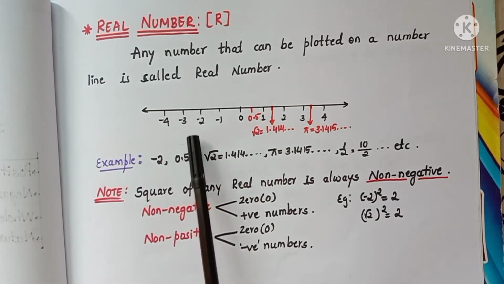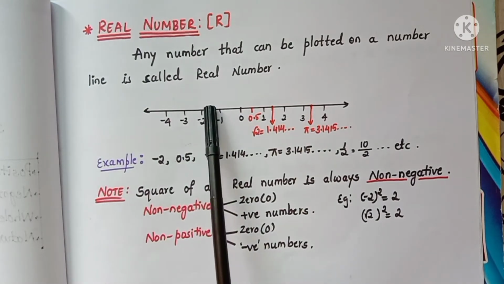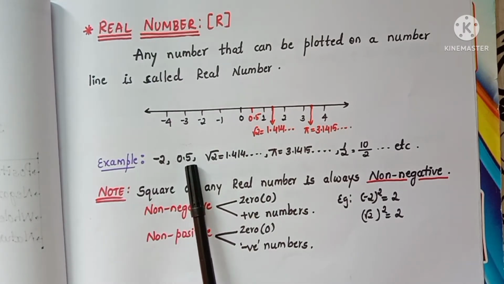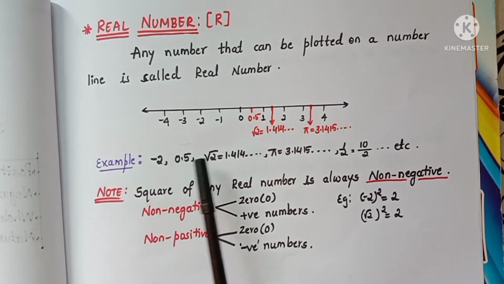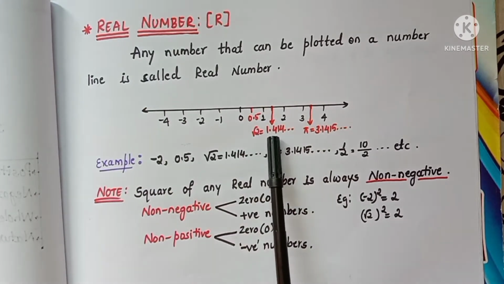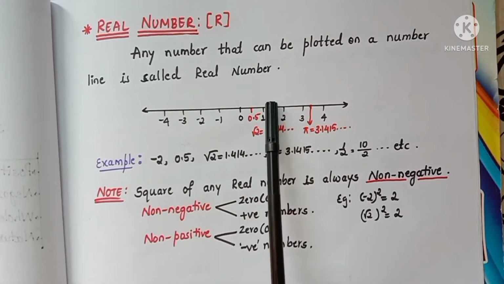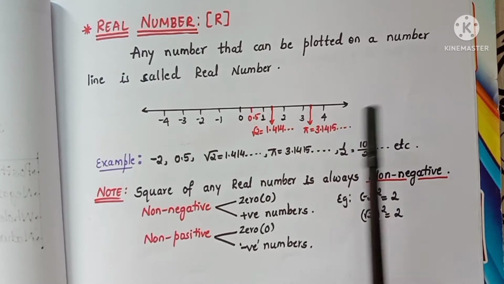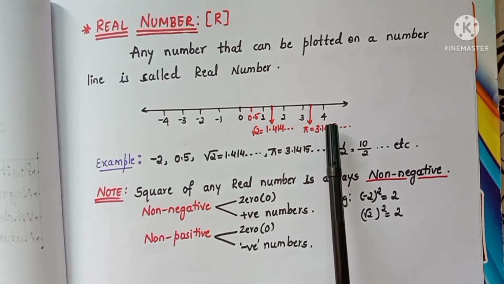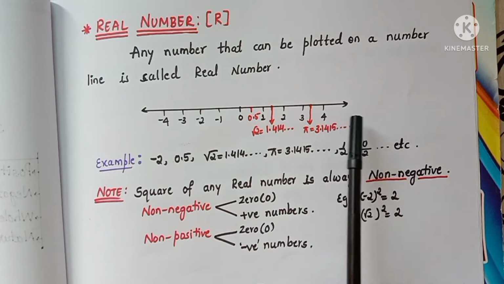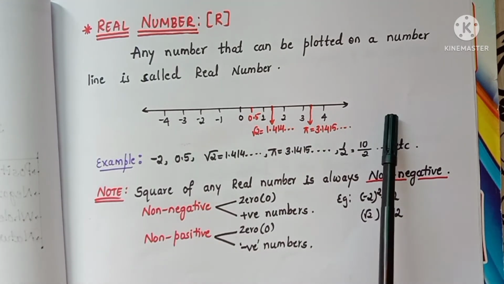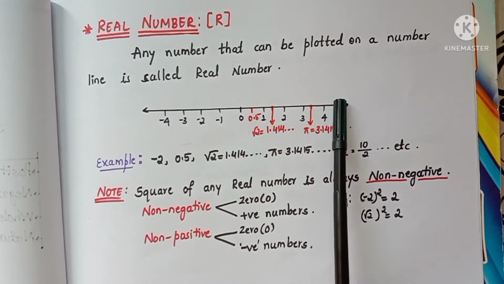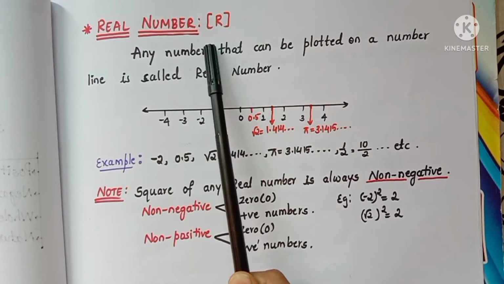See here, -2 can be represented on the number line here, and 0.5 can be represented on a number line in between 0 and 1, and also root of 2 means 1.414. It is also represented on a number line between 1 and 2, and here pi value is what? 3.1415 and so on. This can be represented on a number line in between 3 and 4. So, what is a real number? Any number that can be plotted on a real line is called a real number. It is denoted by what? Capital letter R.